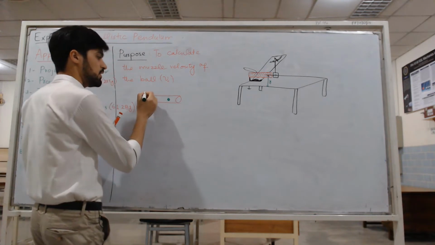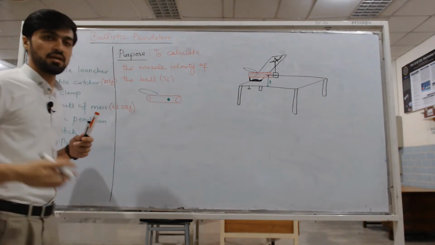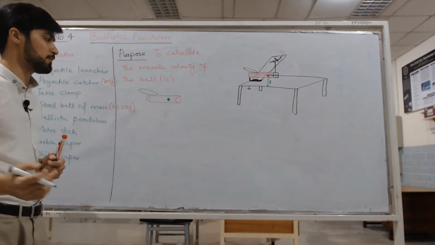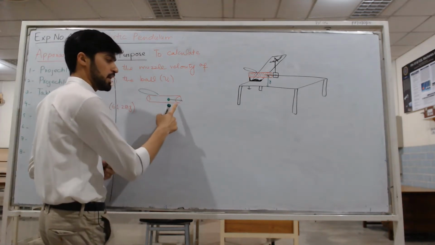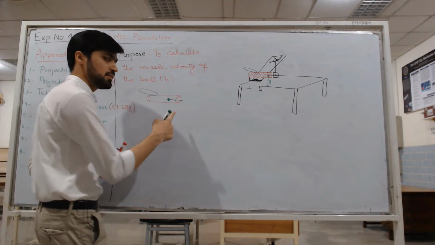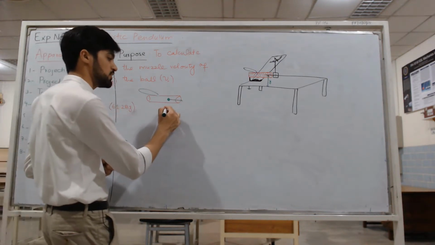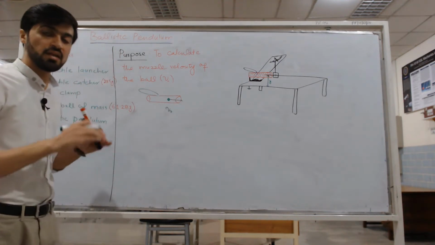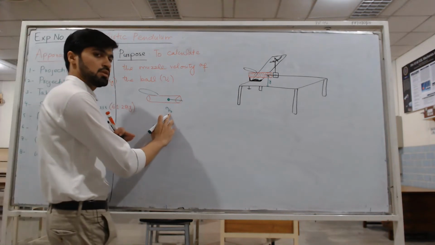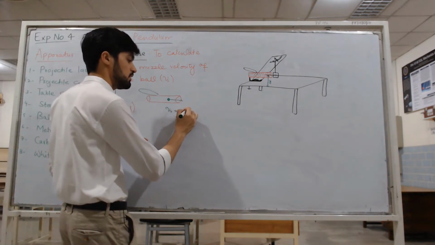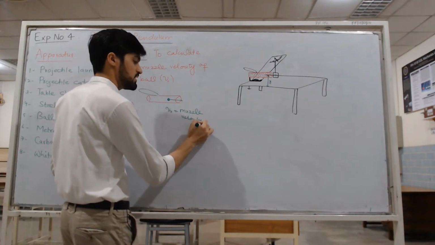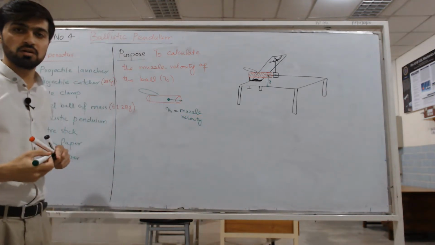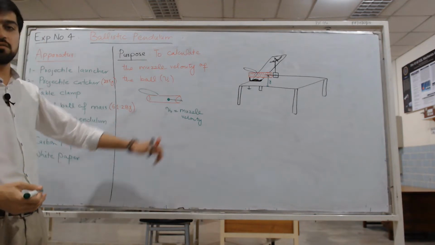As we did in our previous experiment, as we fire the ball, it leaves the barrel at the open end of the barrel. At the instant it leaves the barrel, it has some velocity v0, which we call the muzzle velocity. Or we can say that it is the initial velocity of the ball when it leaves the barrel. So it's the muzzle velocity.